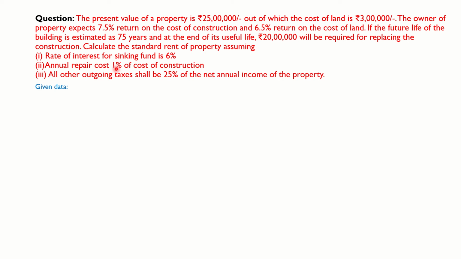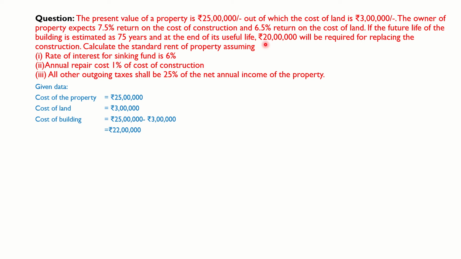So if you write the given data, we have the value of total property as 25 lakhs. Cost of land we have 3 lakhs. So we have the building cost as 25 lakhs minus 3 lakhs, which is 22 lakhs. So this is the 20 lakhs after end of useful life. So you can say this is a sinking fund. Yes, but we need to consider the building cost. We actually compare the building cost and this value, whichever is more, we need to use that.